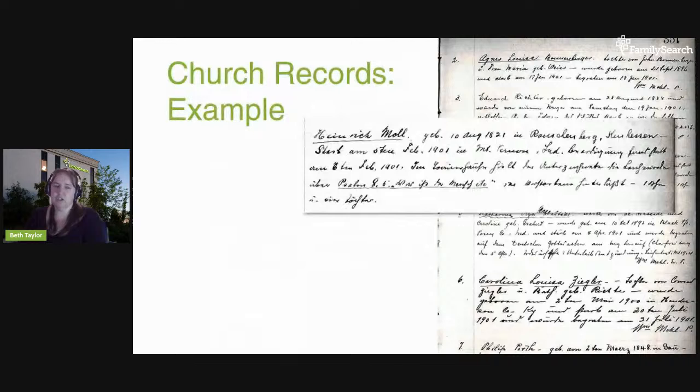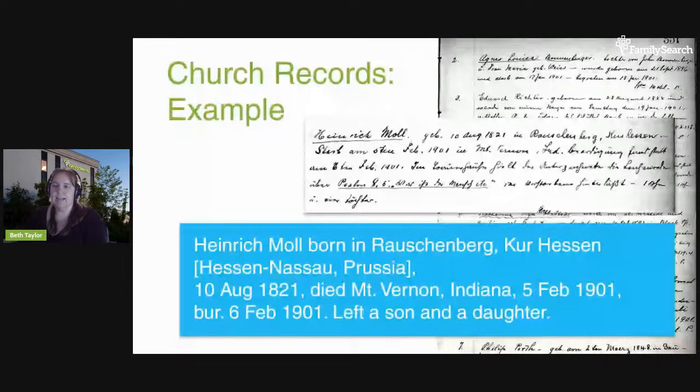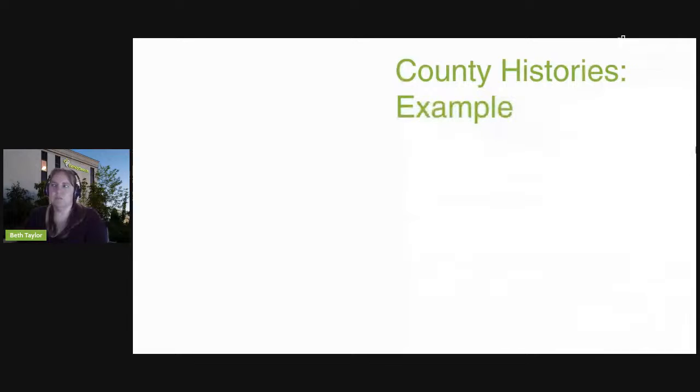Now, this particular church record is written in German, so I won't have you read that. However, it says that Heinrich Mahl was born in Rauschenberg, Kurhessen, which is in Hesse-Nassau, and we've got a date of birth, and he died in Indiana. So he's buried in Indiana, left a son and a daughter. Wonderful information. So don't forget to look at the church records because they might give you some immigration clues.